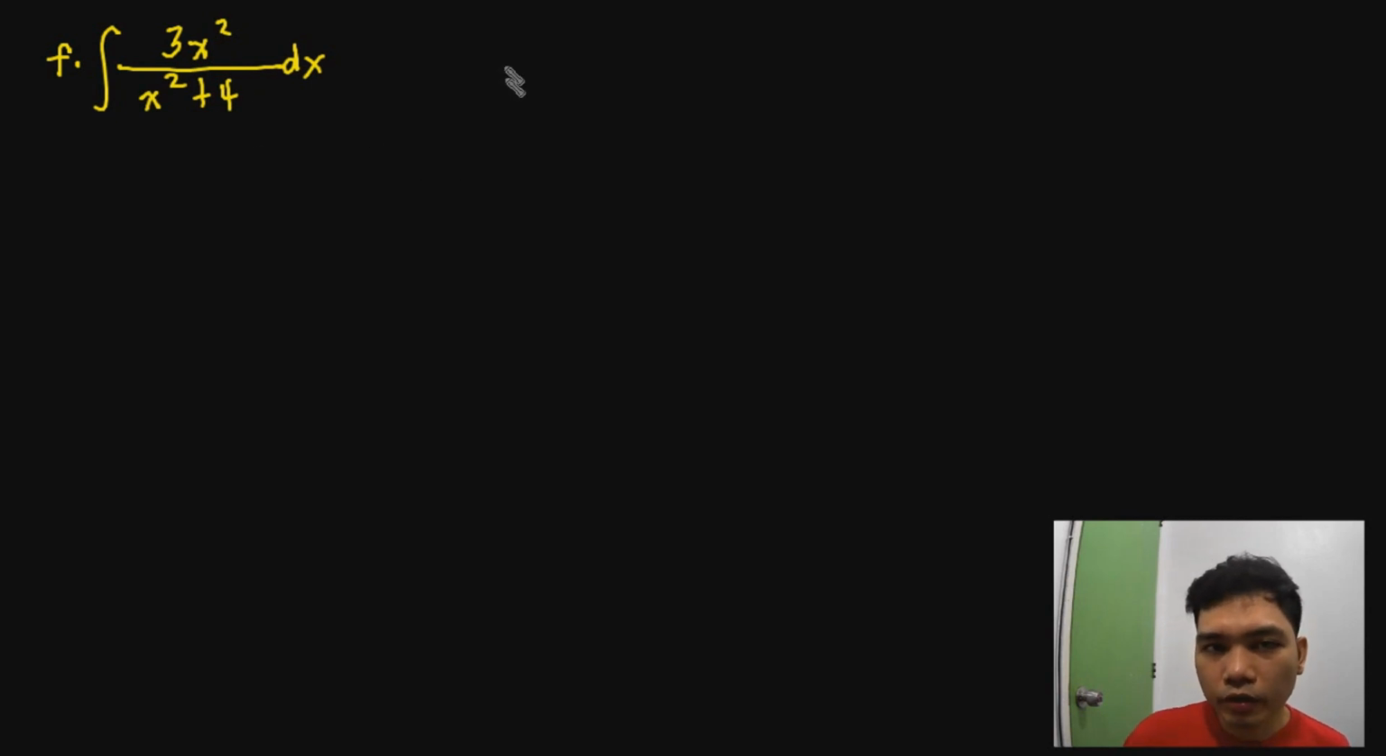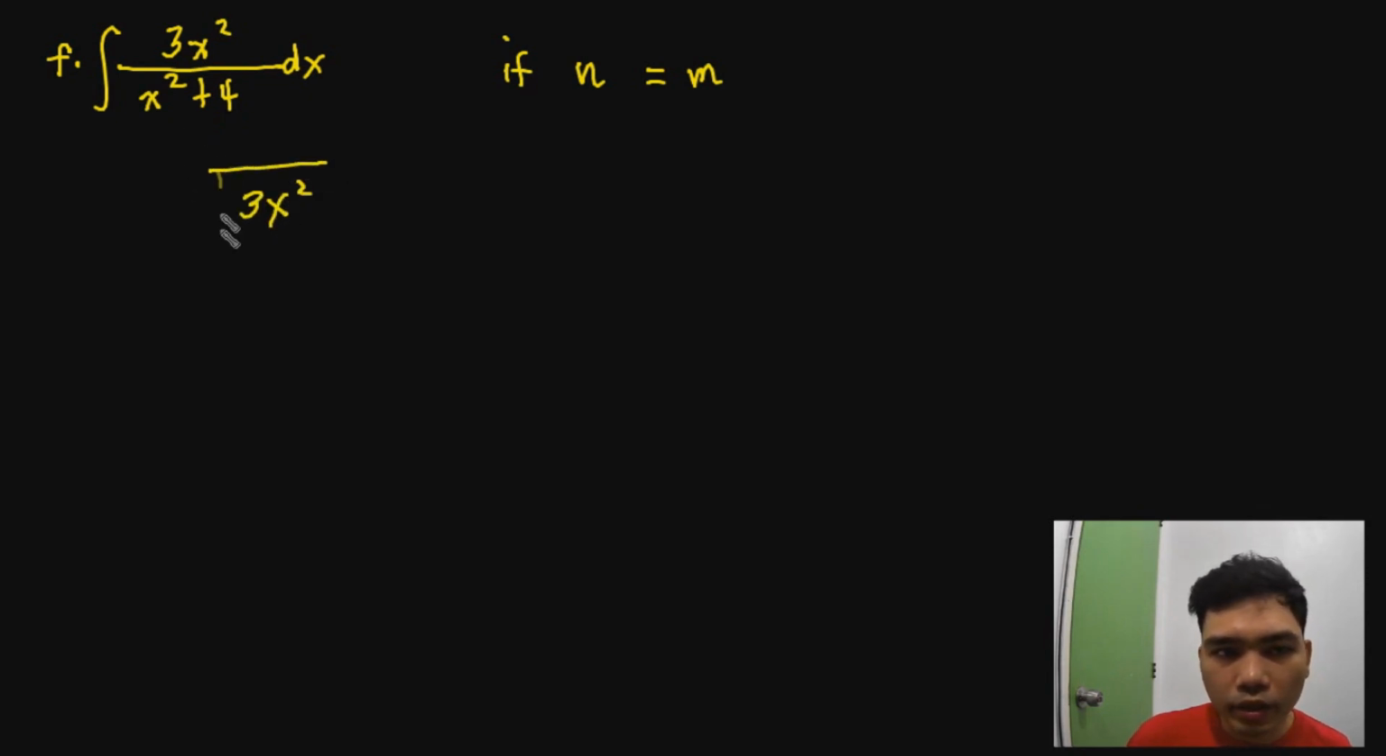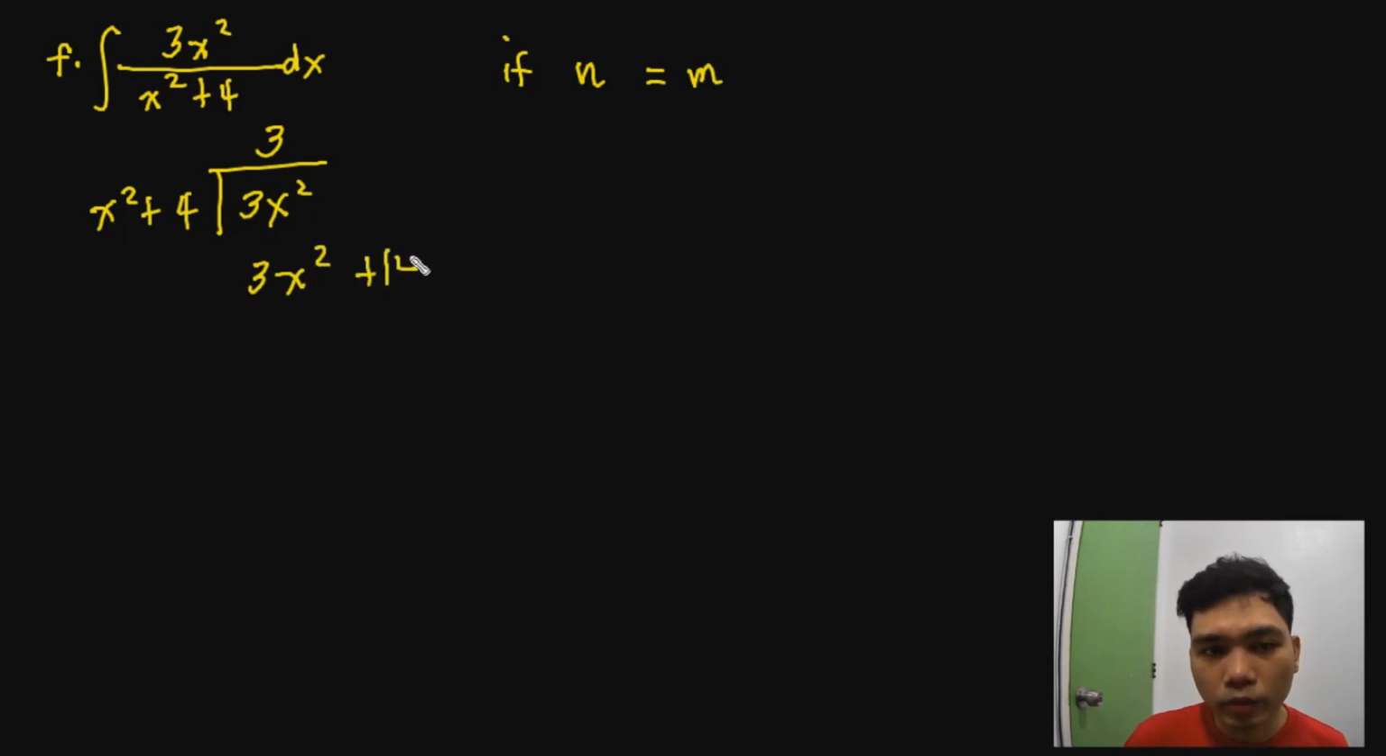If, let's say, n is the degree of the numerator and m is the degree of the denominator, and these degrees are equal, then what we have to do is first perform long division. So in this case, we have 3x squared divided by x squared plus 4. We have 3, and then we multiply this, that's 3x squared plus 12.